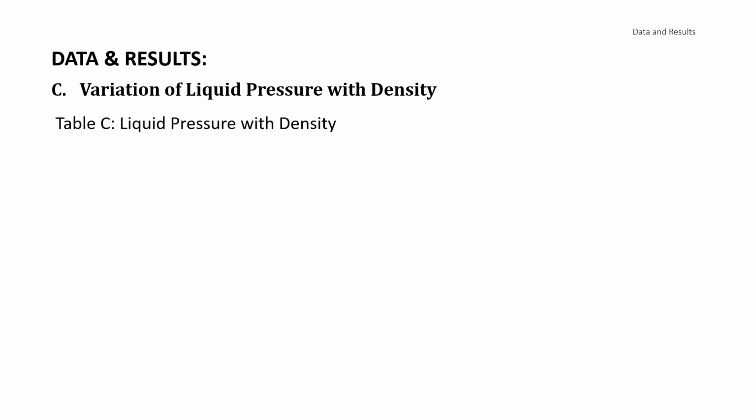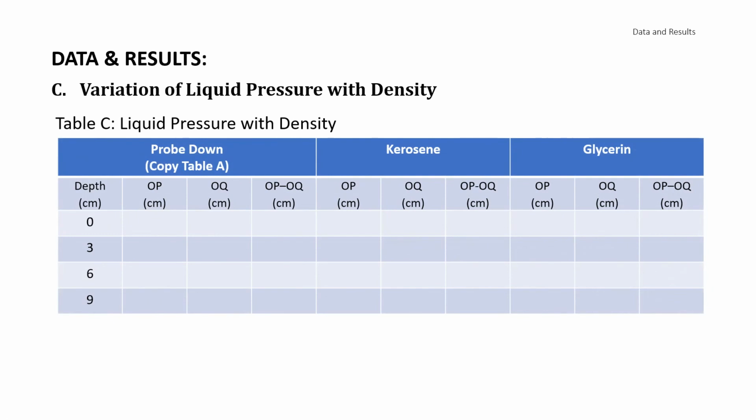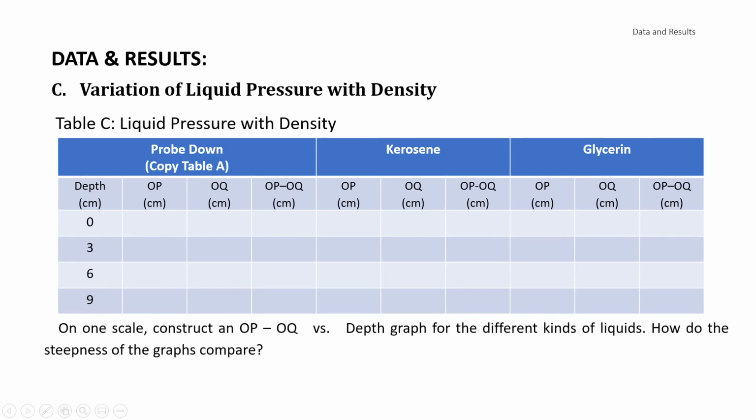Data and results. For part C of the experiment, variation of liquid pressure with density. So using this table, note that you have to copy the data from table A for 0, 3, 6, and 9 centimeter depth, and then record for kerosene and glycerin. On one scale, construct an OP minus OQ versus depth graph for the different kinds of liquid. How does the steepness of the graphs compare?